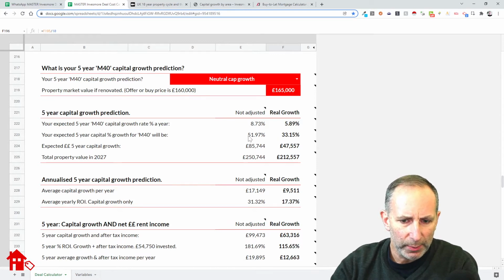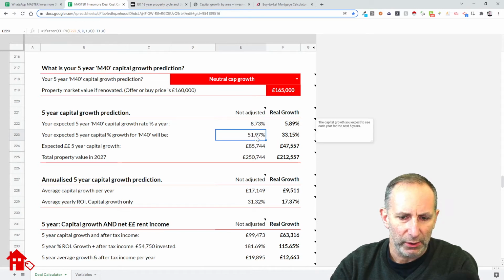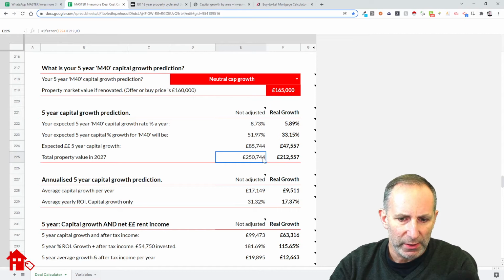And so the capital growth, well, it looks like non-inflation adjusted, it's going to go up 50%. So that means that £165,000, or let's say you do the work on the property, it's now worth 165 because you spent £4,000 on it. And in 5 years, it's probably going to be worth about 250.